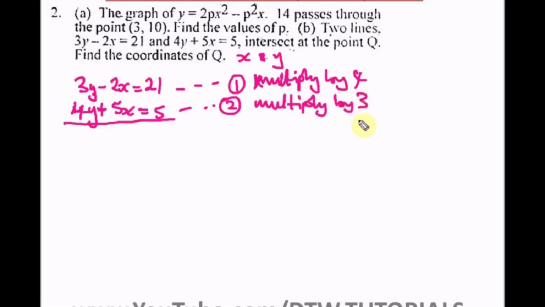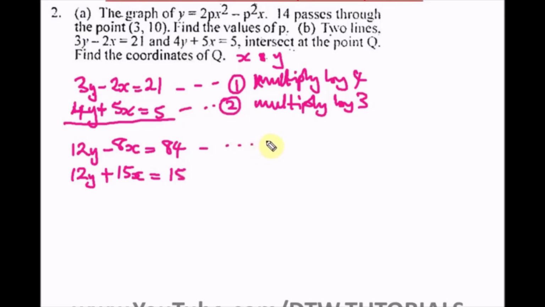So we're going to do 4 times 3y, which gives 12y, minus 4 times 2x, which gives 8x, equal to 4 times 21, which gives 84. And here we have 3 times 4y, which gives 12y, then 3 times 5x, which gives plus 15x, and 3 times 5 here gives 15. So here we have equation 3 and equation 4. Now we can easily cancel out.